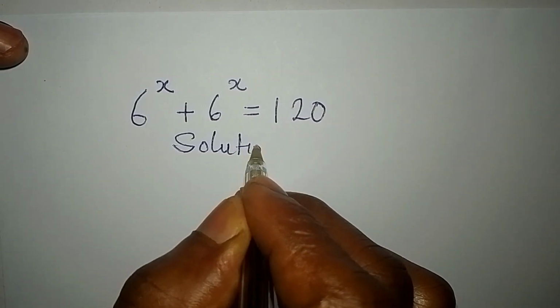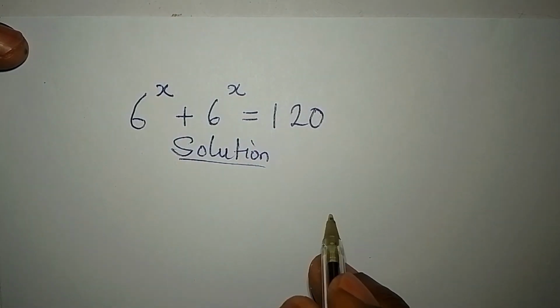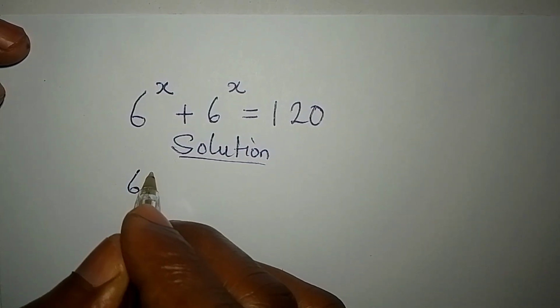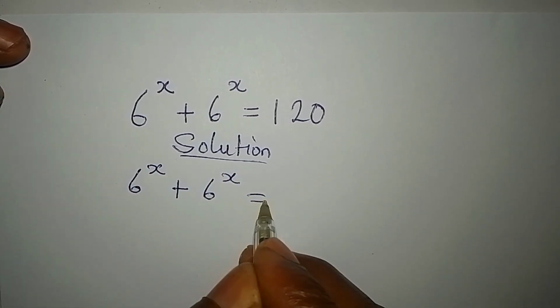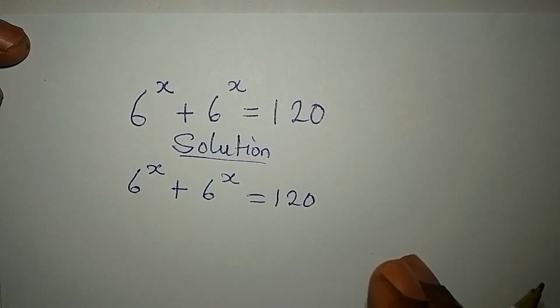Let's provide the solution to this problem. We have 6 to the power of x plus 6 to the power of x equals 120.